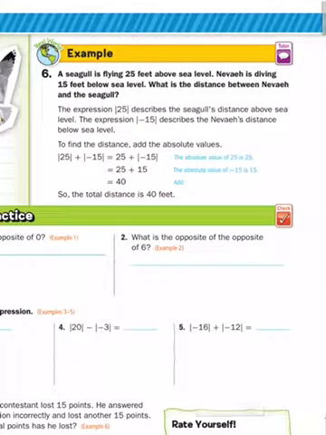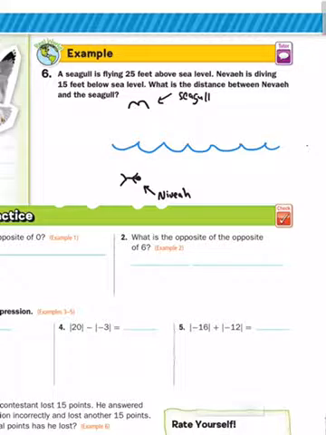All right, so here's what I want you to think of. I'm going to draw a pretty little picture, so I'm going to pause it and draw my picture. Okay, so here's my beautiful artwork. So let me label some stuff here. The seagull is 25 feet above the sea level. So, by the way, my seagull, I know it looks like a butt. That's okay. But the seagull is 25 feet above sea level.